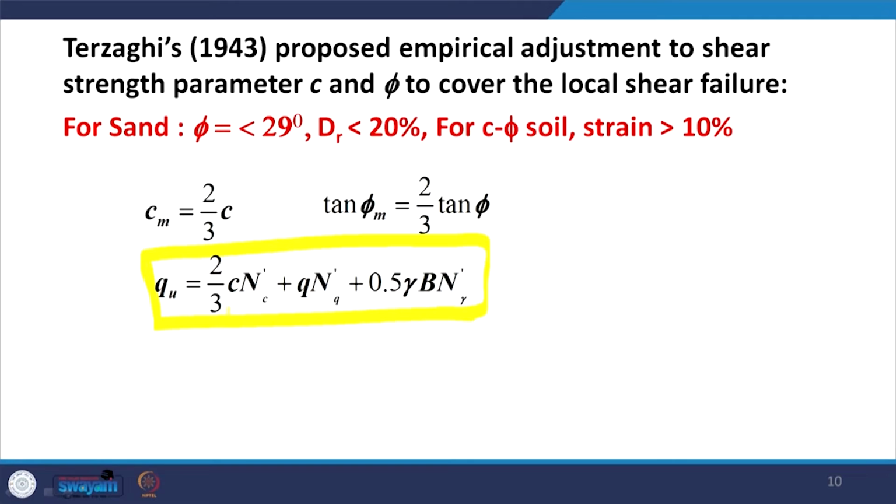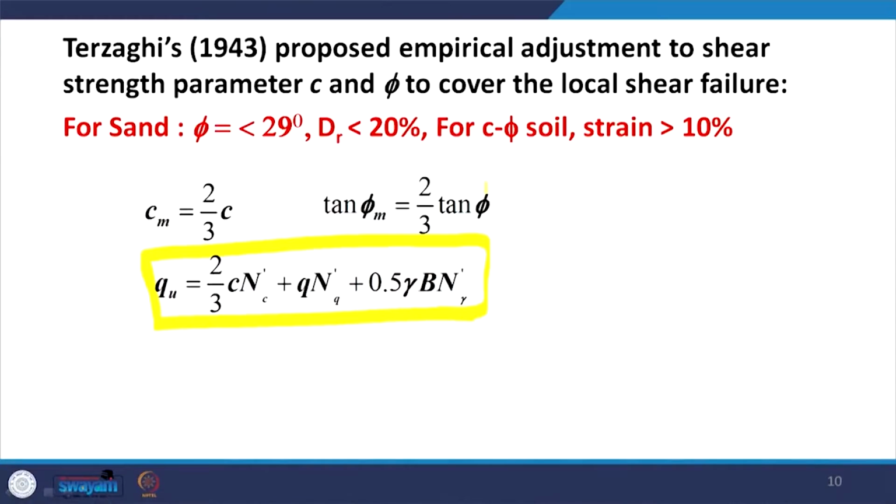C is replaced by 2/3 of C, so a factor of 2/3 comes into the first term. And instead of the dimensionless parameters NC, NQ and N gamma, you use NC prime, NQ prime and N gamma prime. These can also be determined using the same table, provided that instead of phi you use phi m, which is determined using tan inverse of 2/3 tan phi.